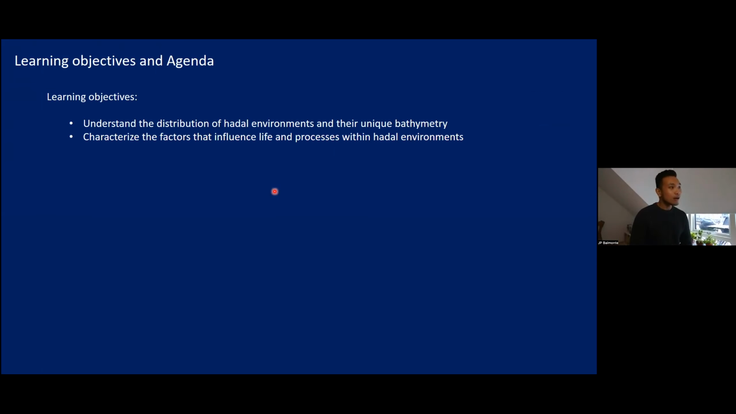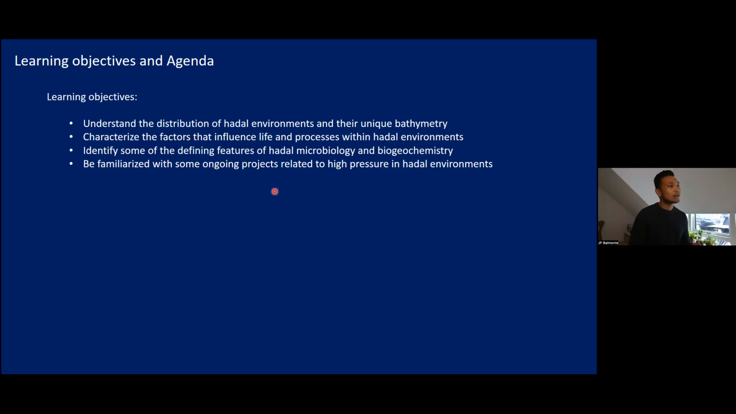I would like to begin with a slide on learning objectives and our proposed agenda for this talk. In terms of the learning objectives, I hope that we take away from this talk the ability to understand the distribution of Hadal environments and their unique bathymetry, characterize or identify the factors that influence life and the processes within Hadal environments, identify some of the defining features of Hadal microbial ecology and biogeochemistry, and learn about some ongoing projects related to high pressure in Hadal environments.